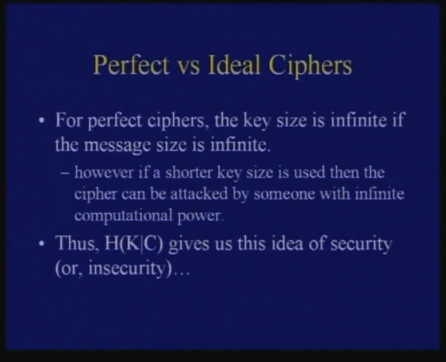So what we discussed is that even for perfect ciphers the key size is infinite if the message size is infinite. That was the problem with perfect ciphers, that they were not practical. Then we defined another kind of ciphers called ideal ciphers, where H(K|C) is equal to H(K).